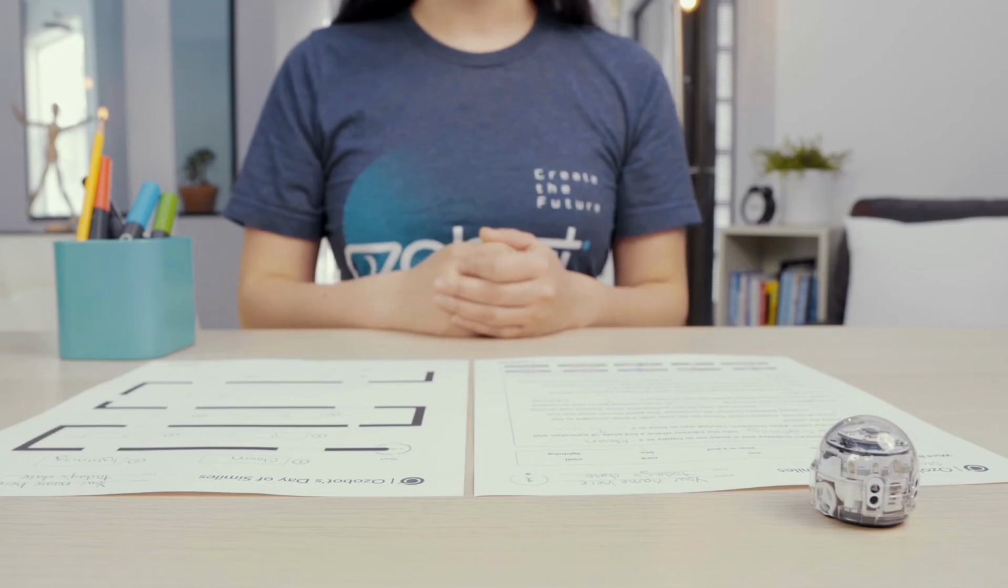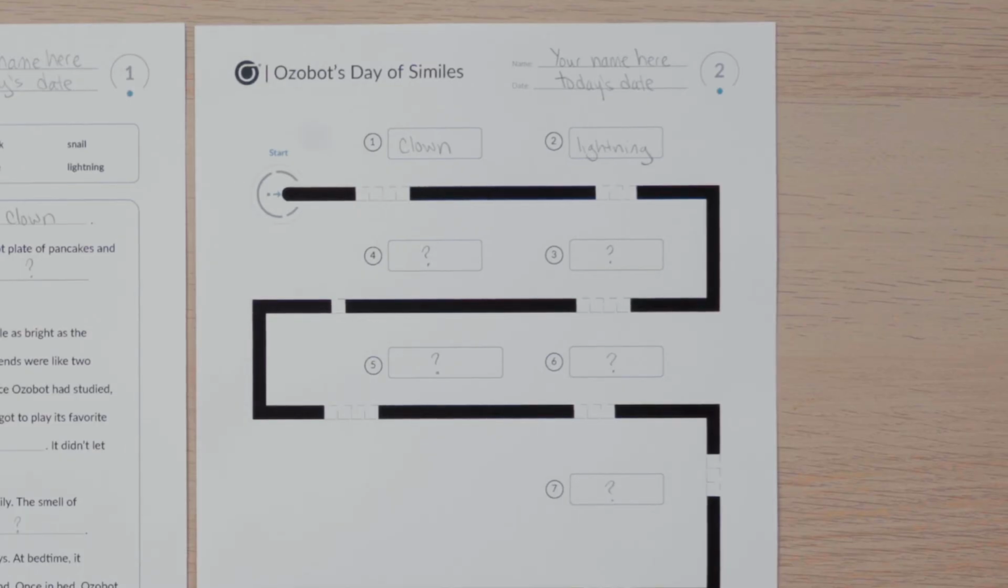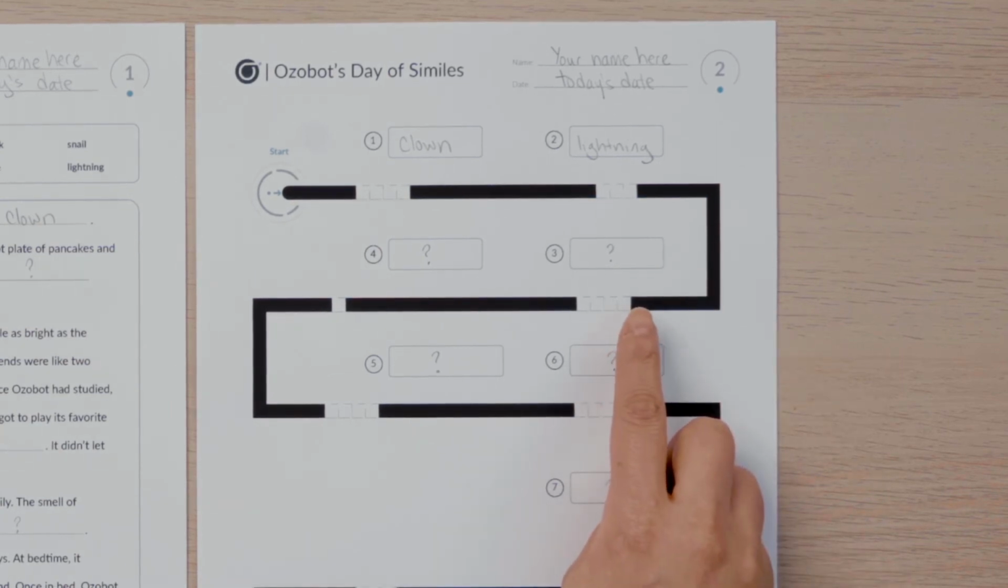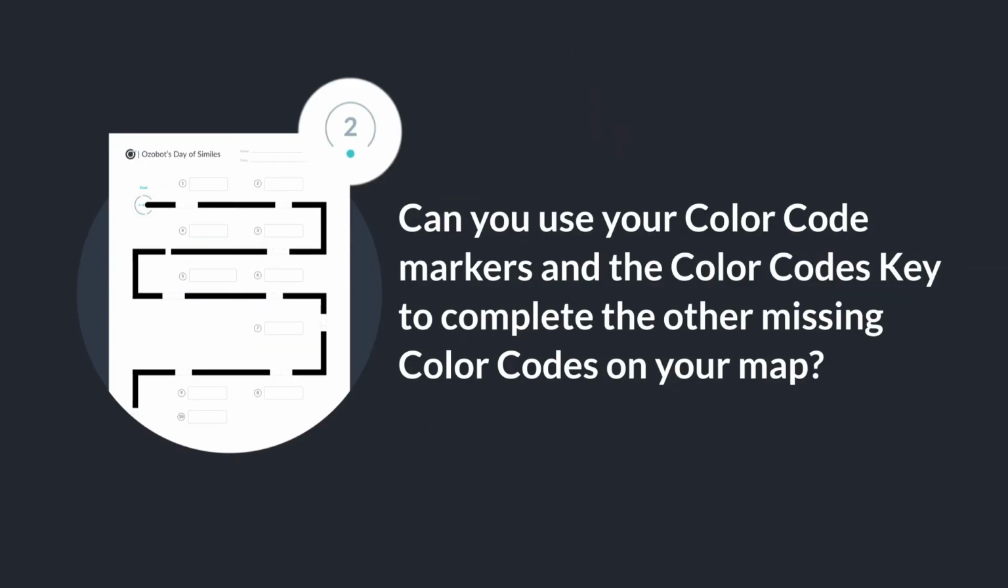Be sure to pay close attention to the direction your bot is traveling as it moves from one number to the next in order to put the color sequences in the right boxes. Look at how your bot will move from number 2 to number 3. The first missing color code will start here. For this example, the first color of the color code sequence will start on the right instead of the left. Can you use your color code markers and the color codes key to complete the missing color codes on your map?